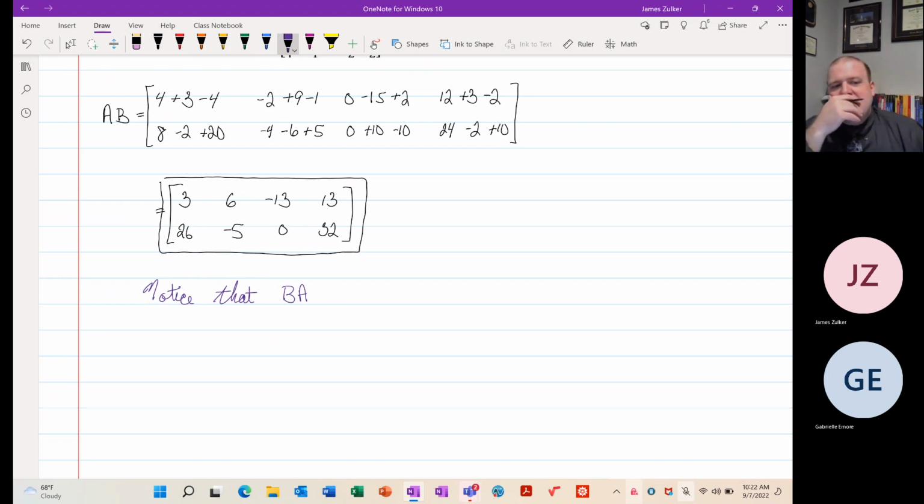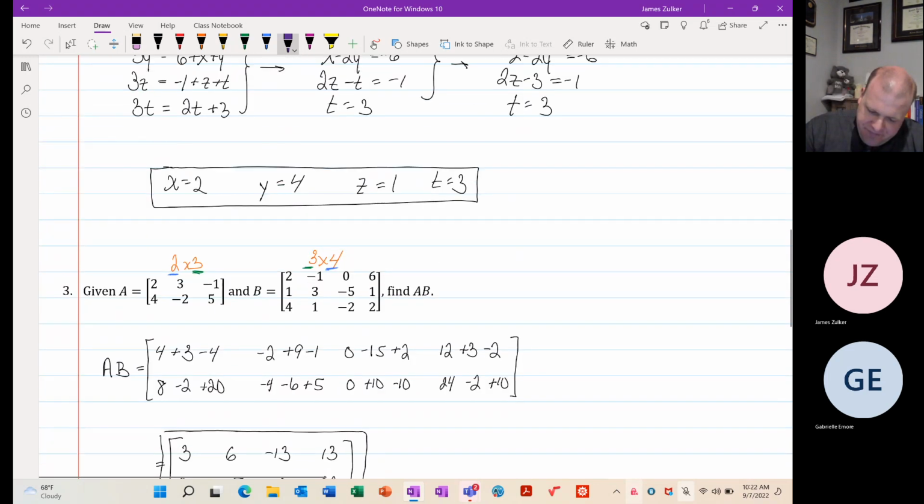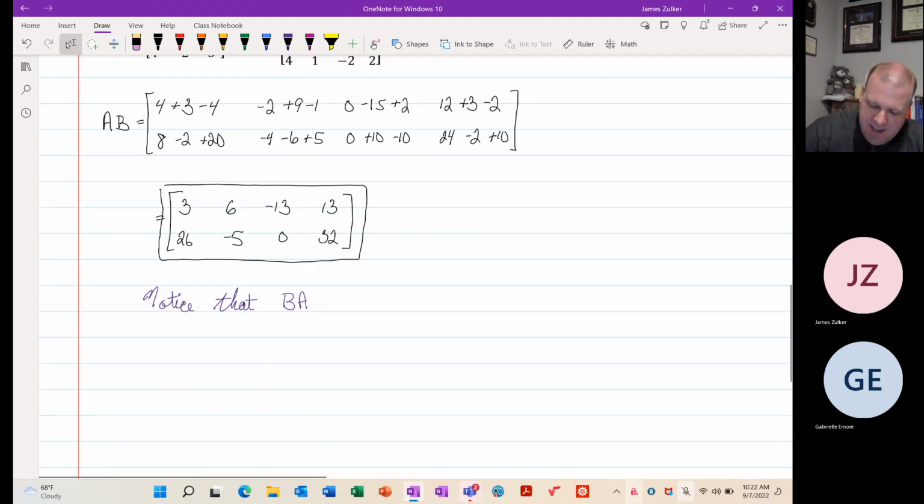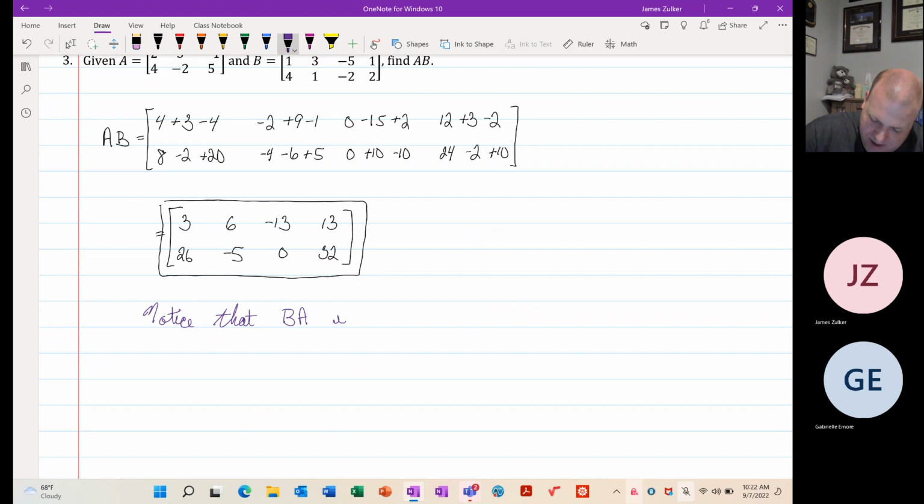Notice that if we try to do B times A, right? It'd be a 3 by 4 times a 2 by 3. Right? 4 and 2 are not equal. B times A is actually undefined. Which points out an important fact that matrix multiplication is not commutative. Right? So we've lost commutativity.